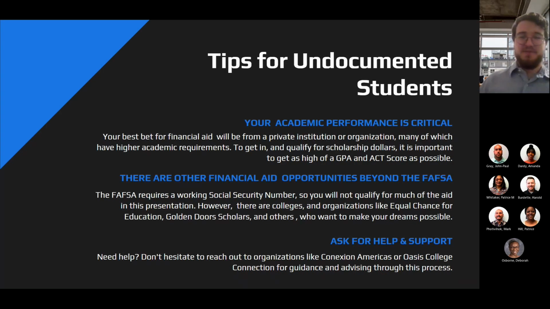So other opportunities. There are various scholarships that exist on a national level, and some that also exist on a state level. So Golden Door Scholarship, that is, I believe, a full tuition scholarship for students who are undocumented or have DACA status. There are also other scholarships like the Equal Chance for Education and QuestBridge and Jack Kent Cooke. These are usually fairly competitive scholarships, but if a student is able to get one, they're usually provided with wraparound support from scholars programs, and they're going to have most, if not all, of their expenses for school paid for.